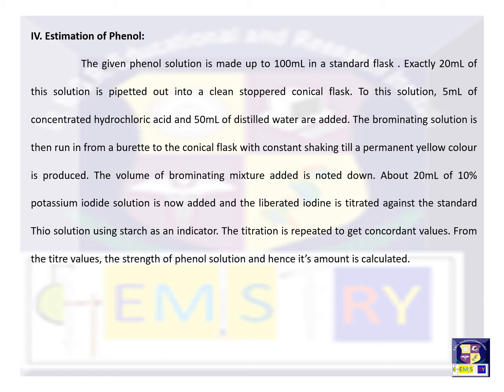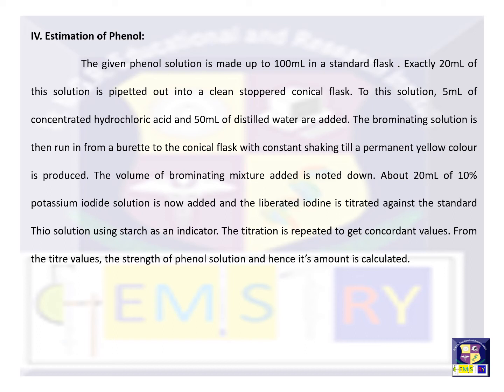To this solution of phenol, 5 ml of concentrated hydrochloric acid and 50 ml of distilled water are added, and it is stoppered. The brominating solution is then run in from a burette to this conical flask with constant shaking till a permanent yellow color is produced. This permanent yellow color indicates the formation of the product 2,4,6-tribromophenol. The volume of the brominating mixture added is also noted down.